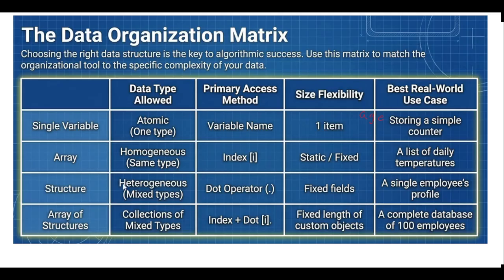If I want to use the structure, then in that case we can store mixed types of data, that is called heterogeneous. And how to access the members? By using the dot operator, I can use the structure members, such as s1 dot roll, so it is a fixed set of fields. In our example we stored a student record. Similarly, we can store an employee's profile, the employee's record also. When we use the array of structures, it is a collection of mixed types, and for that purpose we use the index and the dot operator, so we use s of i dot roll. In this way, we access the variables. This is a fixed length, and in this way we can store 100 employees or 100 students or more than 100 students. Such records we can store with the help of this array of structures.